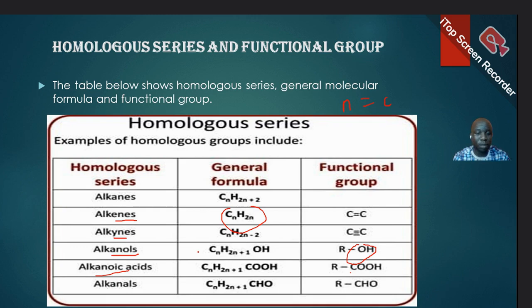Take note of something here. We use R. What does R mean? R refers to the alkyl family, and they are represented by the formula CnH2n+1. The alkyl family has one hydrogen atom less than the alkane.